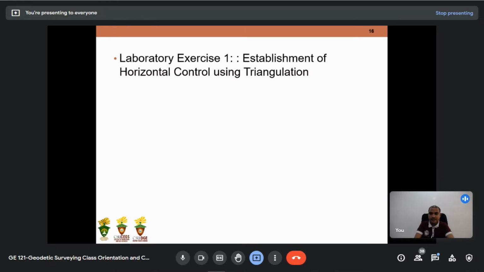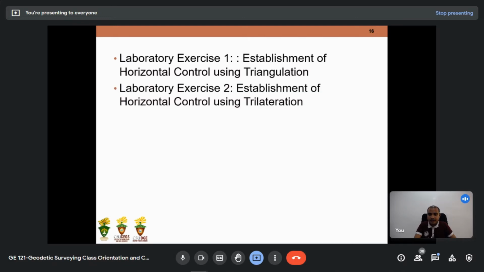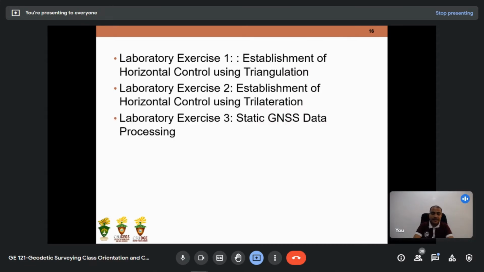Okay, so that's laboratory exercise number 1, establishment of horizontal control using triangulation. The next one is laboratory exercise 2, which is all about establishment of horizontal control using trilateration. In lab 1, triangulation, we use angles to establish a control point. In lab 2, the process is the same but we calculate distances instead. Then laboratory exercise number 3 is static GNSS data processing.